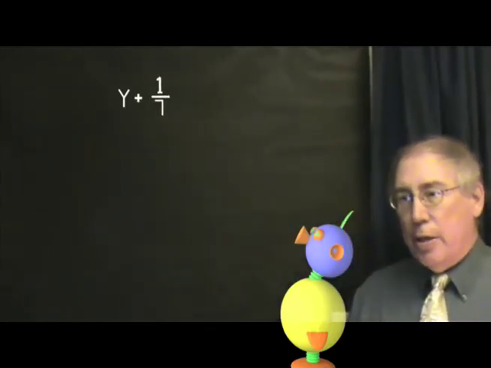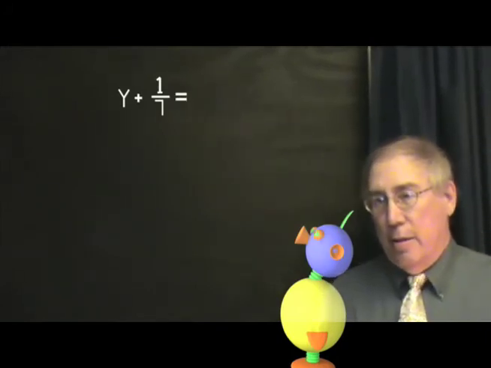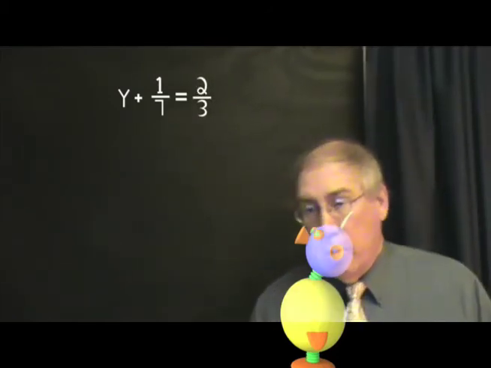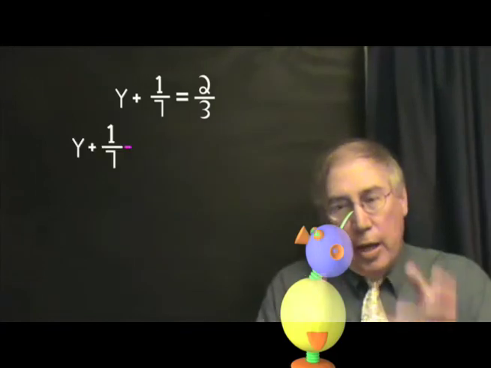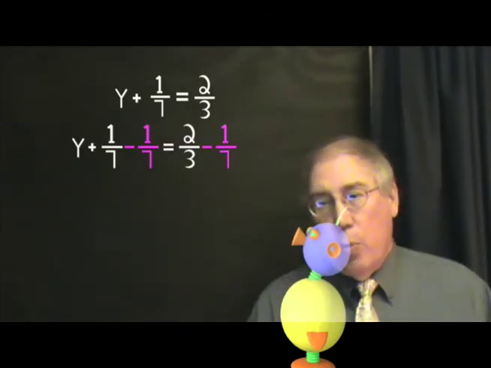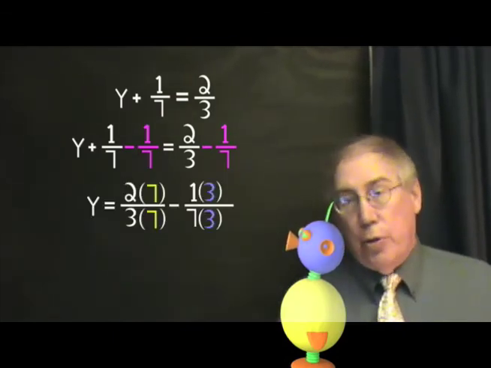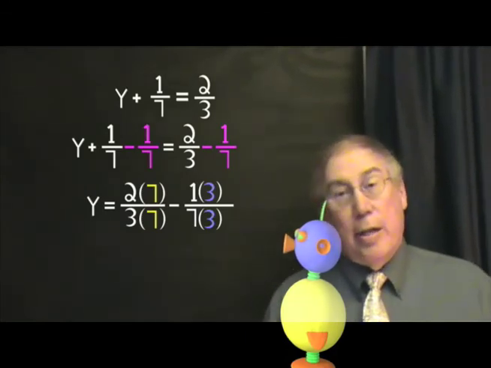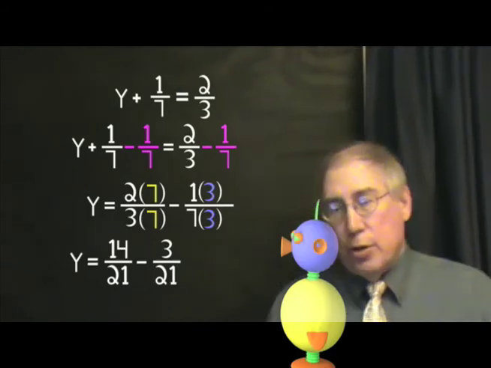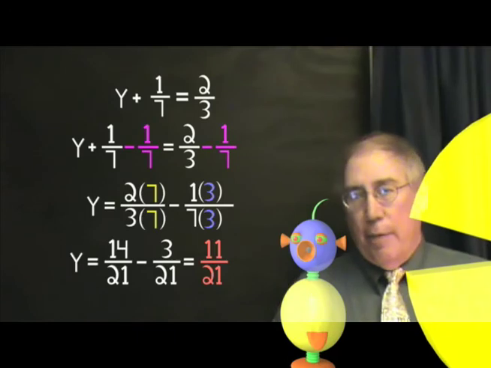So we get y plus 1/7 equals 2/3. Okay, now in this case, our least common denominator is going to be 21. So we have to multiply a 7 times the numerator and denominator of 2/3 and 3 times the numerator and denominator of 1/7. Then once our denominator is the same, 14 over 21 minus 3 over 21, subtract, you get 11/21.